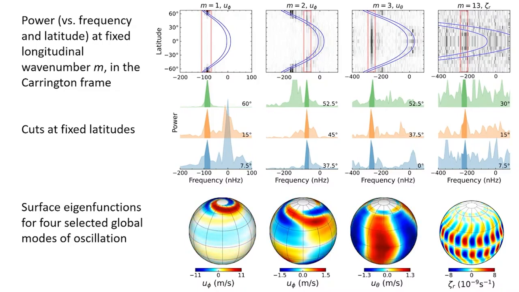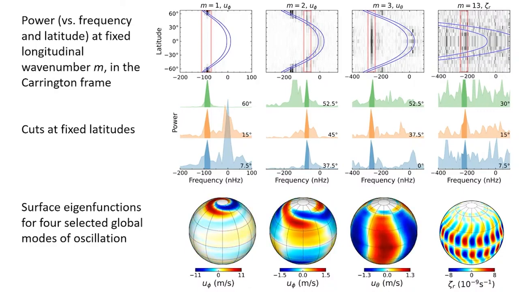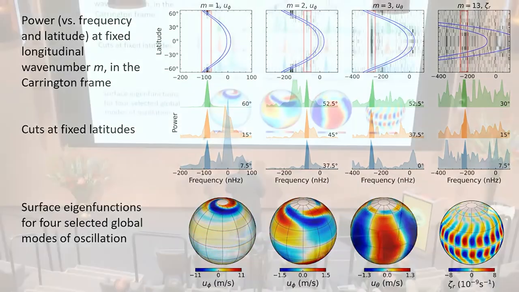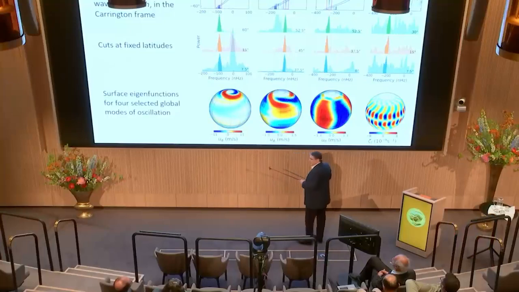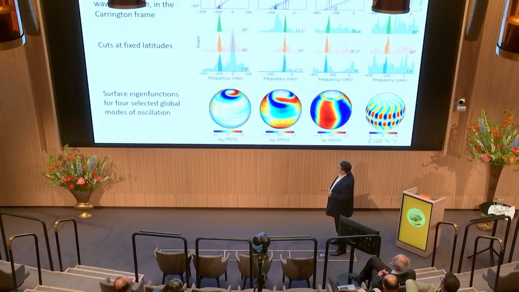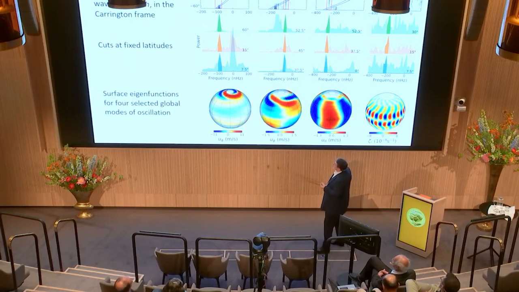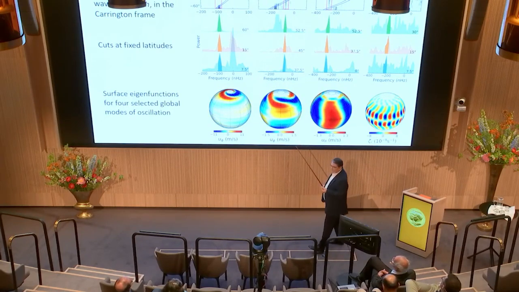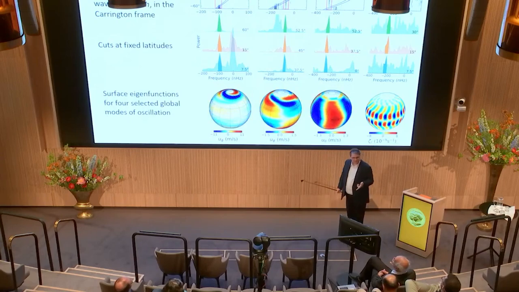And so let's look maybe at this column here. In order to find a global mode of oscillation, what we want is to be able to identify a frequency in the sun which is the exact same wherever we look, so for whatever latitude we're talking about. That's the definition of a mode. So a mode would appear in a plot like this as a vertical bar.